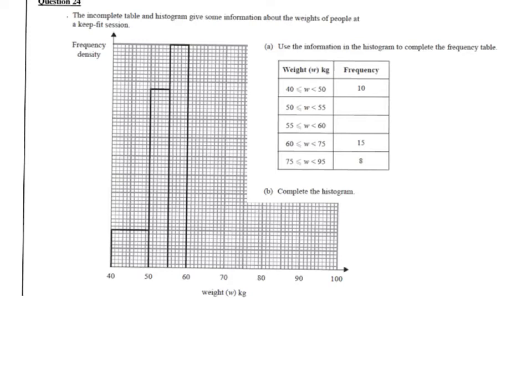So question 24, the incomplete table and histogram gives some information about the weights of people at a Keep Fit session. So we need to use the information in the histogram to complete the frequency table. So we can start equating our first bar, 40 to 50, with the information that we've got in the table. But we need to remember that there is a connection between frequency, interval width, and frequency density.